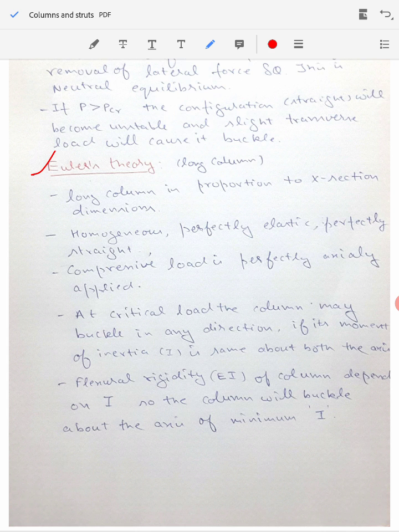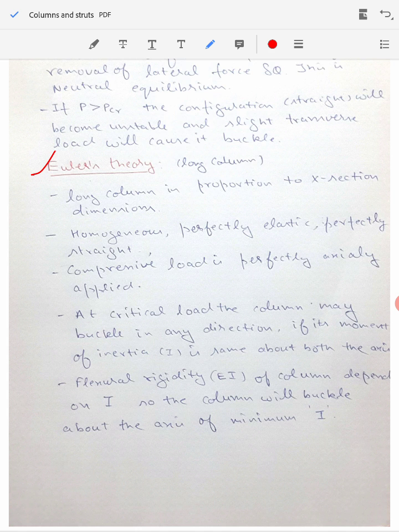We are going to make certain assumptions. We are going to discuss those assumptions in detail, but for the beginning we can say that the material is homogeneous, perfectly elastic, and the column is perfectly straight, and the compressive load that is being applied is perfectly axial. Now at critical load, the column may buckle in any direction.